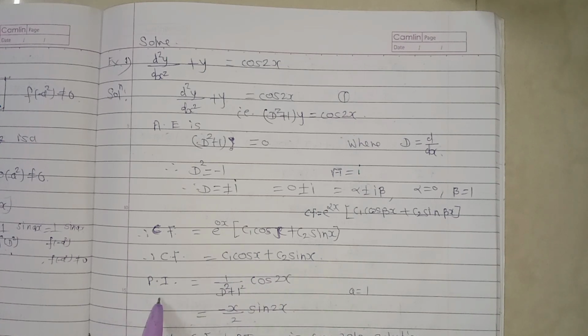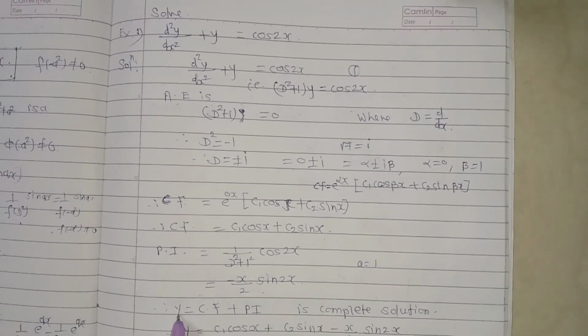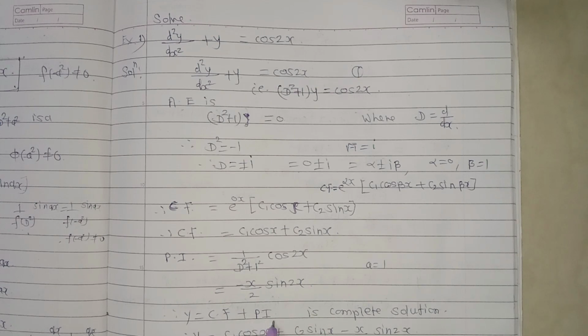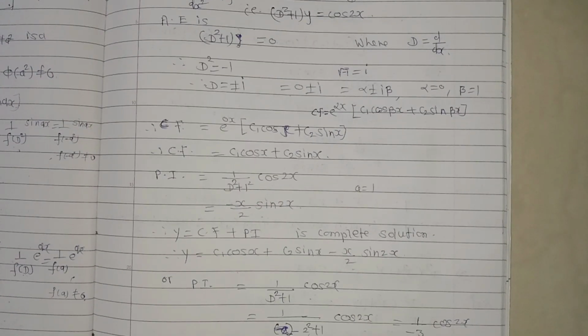Now we consider particular integral. Particular integral equal to 1 upon d square plus 1 operated on cos of 2x. And we know that 1 upon d square plus a square operated on cos of ax equal to x upon 2a sin of ax. Using this formula we get this particular integral. Adding CF and PI, we get complete solution of given example.